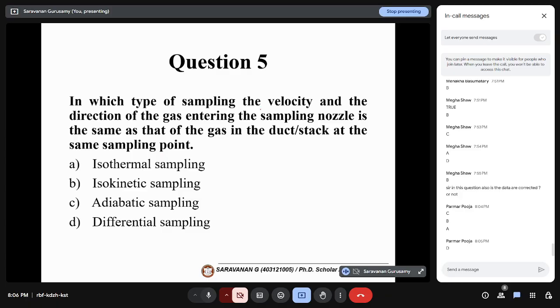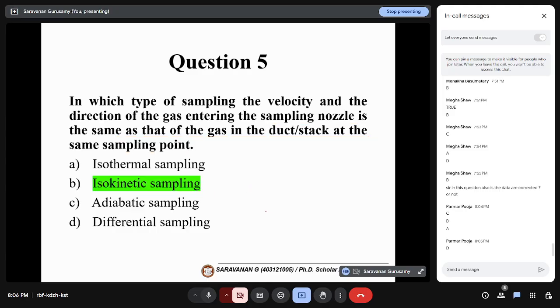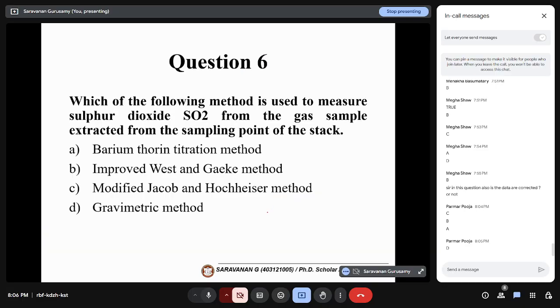In which type of sampling are the velocity and the direction of gas entering the sample nozzle the same as that of the gas in the duct? So that's why we can get a representative sample. What is that called? Isokinetic sampling. The velocity, or you can say kinetic energy, of the flue gas and the probe in the chimney will both be the same. While taking samples with the probe, whatever velocity the gas is emitting at, I have to take the sample at the same velocity. Then only will it give a representative sample. So isokinetic sampling is correct.